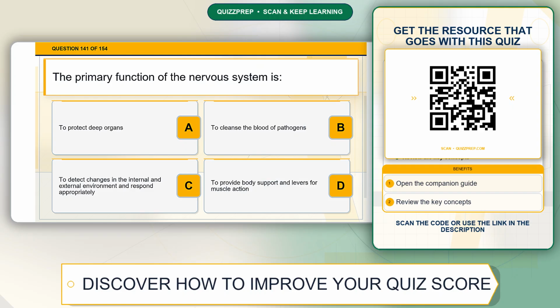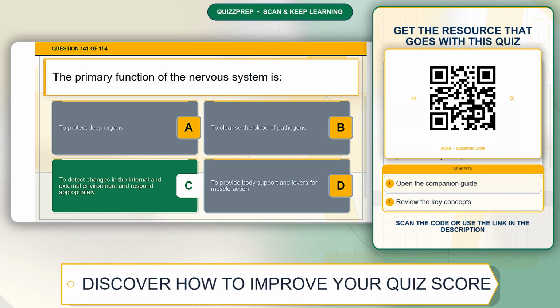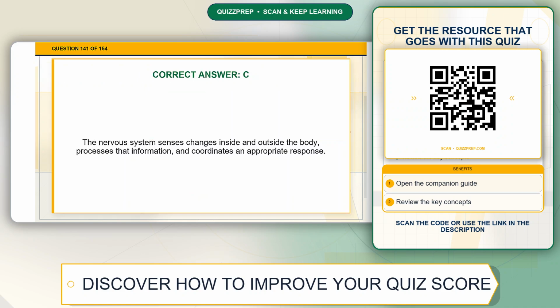Question 141. The primary function of the nervous system is option A, to protect deep organs, option B, to cleanse the blood of pathogens, option C, to detect changes in the internal and external environment and respond appropriately, option D, to provide body support and levers for muscle action. The correct answer is option C, to detect changes in the internal and external environment and respond appropriately. Explanation. The nervous system senses changes inside and outside the body, processes that information, and coordinates an appropriate response.